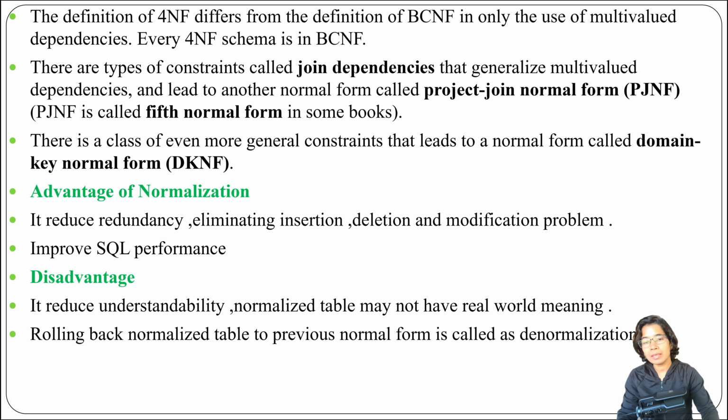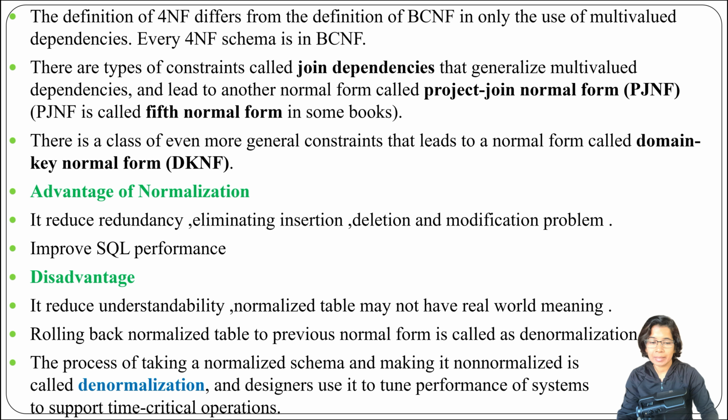Sometimes we roll back the normalization. Rolling back a normalized table to its previous form is called denormalization. So the process of taking a normalized schema and making it non-normalized again, rolling it back, is called denormalization, and sometimes designers use this technique to improve the performance of the system. So normalization has lots of advantages, but there are also disadvantages. Too much normalization is bad. Sometimes we do denormalization, we go to the previous form.